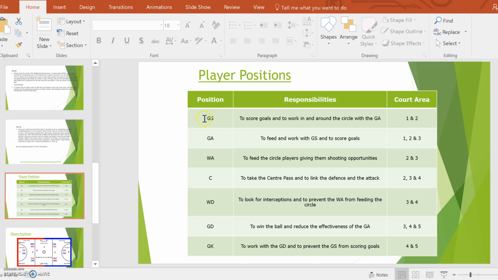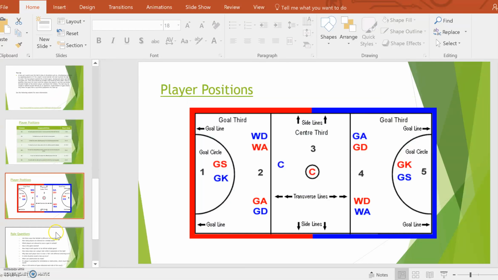We've got the 7 positions here: goal shooter, goal attack, wing attack, center, wing defense, and goalkeeper. So goal shooter's responsibility is to score goals, and they need to work with goal attack to achieve this. If we look at the court area here, it says court area 1 and 2. So if I go down to the grid, we'll see the grid labeled 1 and 2. So goal shooter is only allowed in these 2 sections. They can't cross this line.